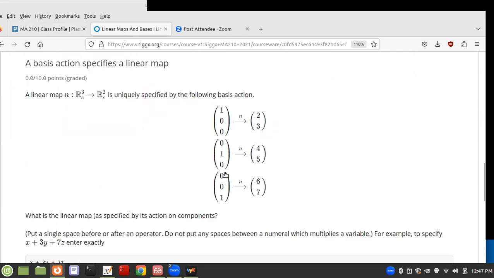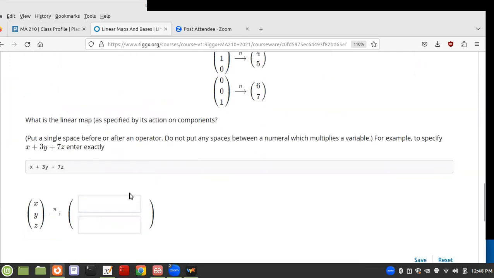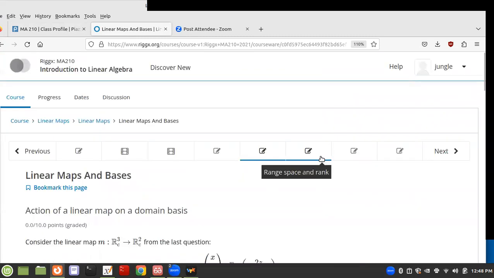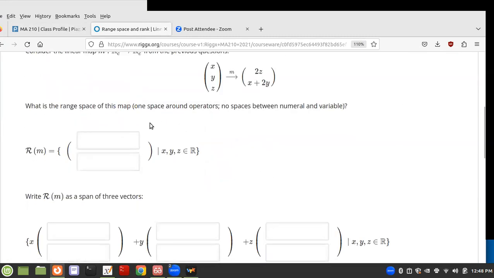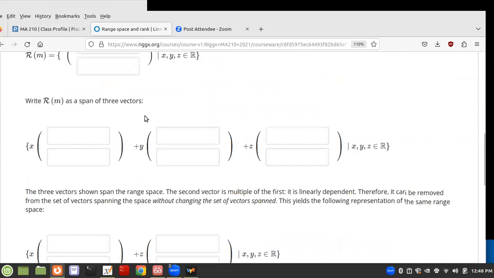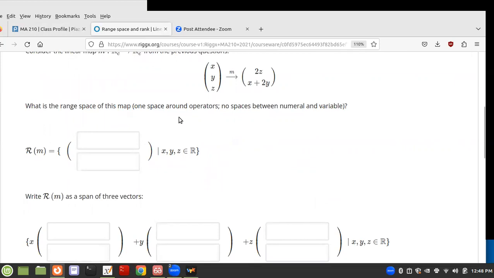And then here's an action on the standard basis. What's the general formula? We just did an example like that today. And here's range space and rank. Here's a map. What's the range space of this map? And what's the range space of this map?